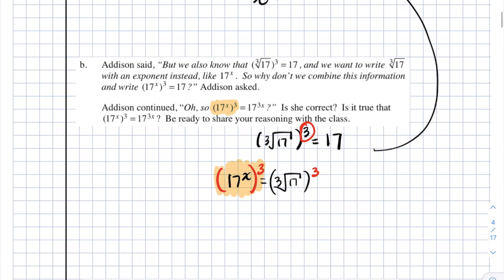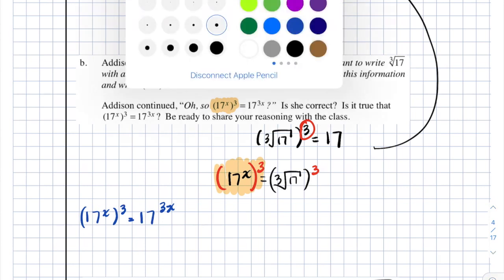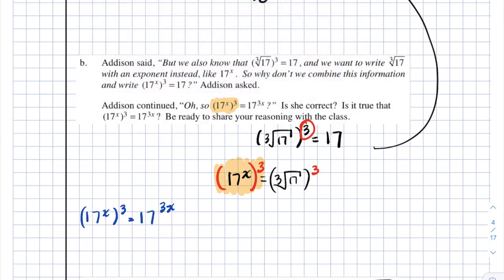So that's why this portion is focusing on this. The question is, can we write 17 to the power x, to the power of 3, and make it equal to 17 to the power of 3 to the x? Think about the rules of exponents that we did in Algebra 1. What can we do with these two? So is she correct? Is this statement correct? Yes or no, and tell me why. I want you to write a sentence down and be ready to share.